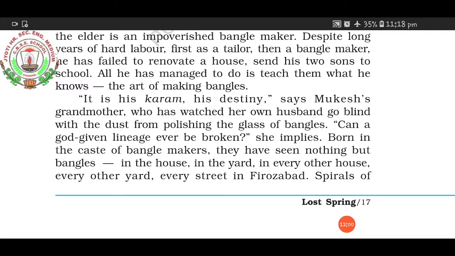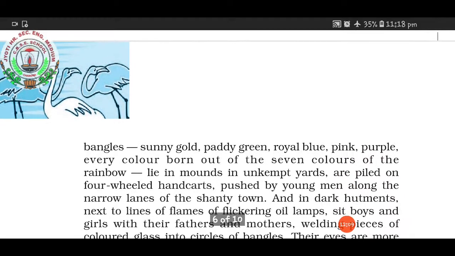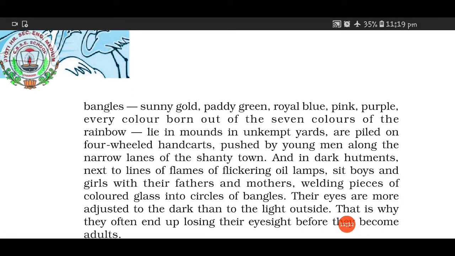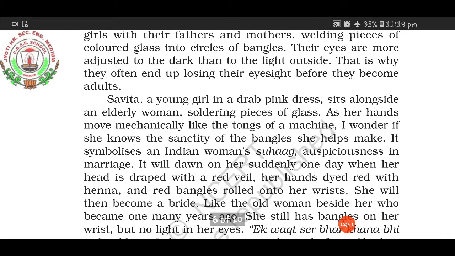And then in Firozabad, every house courtyard is filled with spirals of colorful bangles of varied colors. And then the young men take all these bangles in the cart to sell in the town. And the preparation is done in a dark hut, meaning no proper light, one oil lamp flickering, and then the boys and girls sitting down with their elders make the bangles, and their eyes seem to be quite accustomed to darkness more than the light. Here one character, Savita, is also there.